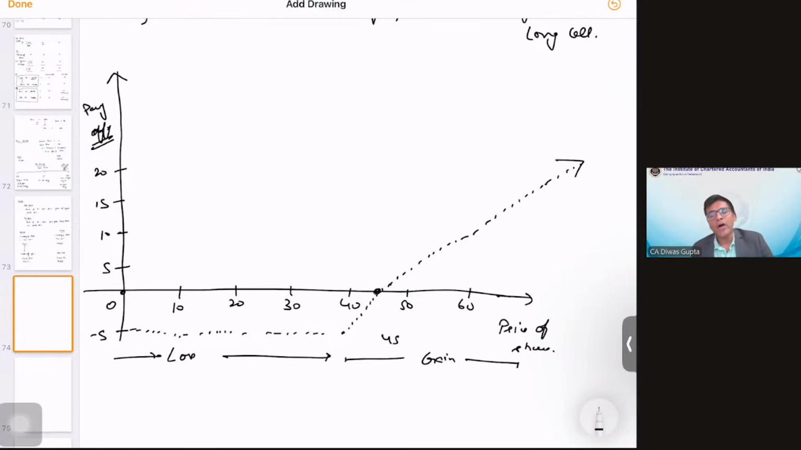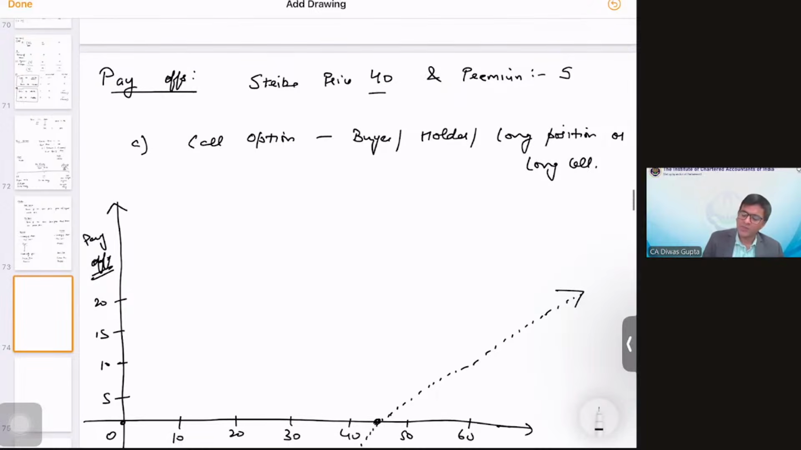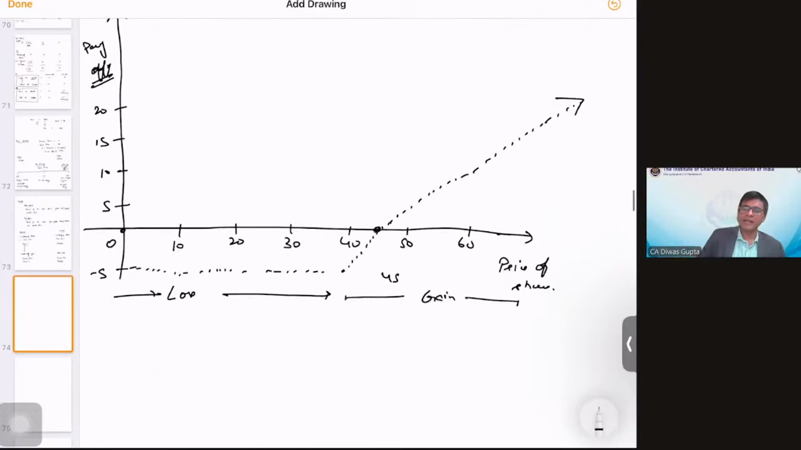Correct? So after the 45 rupees, why have we taken 45? Because 40 rupees is the strike price and 5 rupees is the premium. So beyond 45 rupees, there will be a gain. And that gain now will turn into an unlimited gain, right? But the loss is limited. If you see, even if the price is zero, the loss will only be to the extent of 5 rupees.